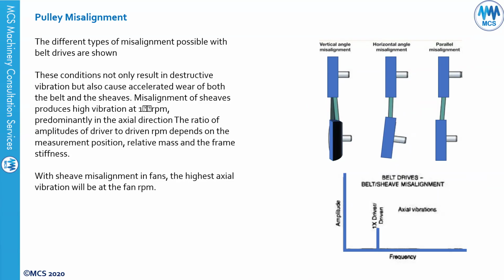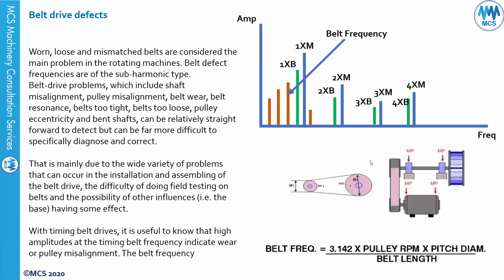But in case of the pulley misalignment, you will see the high 1x of the fan on the motor side, like the vibration at the running speed of the fan will be higher on the motor, and the running speed of the motor will be higher on the fan. It will be vice versa. It will be swapped. And this is a very good indication of pulley misalignment.